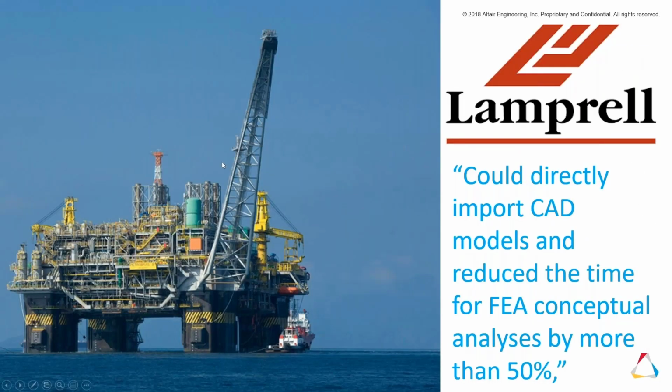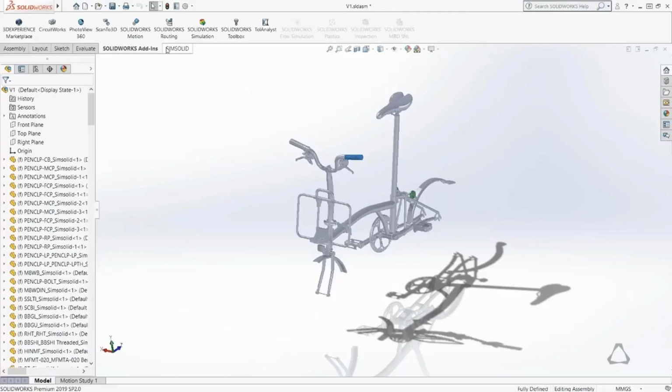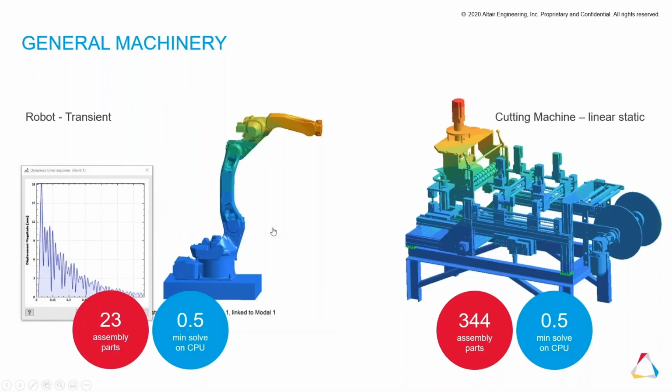Lamprell is another customer who makes very large assemblies of offshore structures, and they obviously found benefit in SimSolid. Brompton is a bike company. They use SolidWorks, and they also use SimSolid for their purposes.